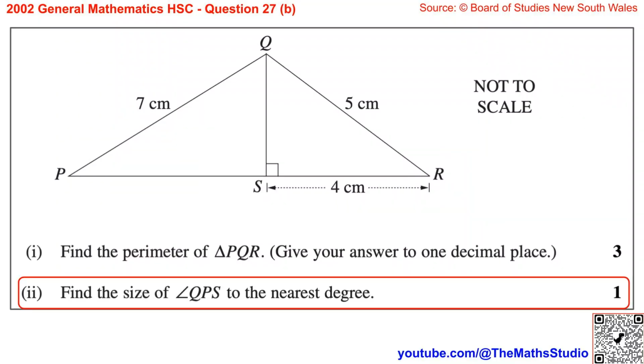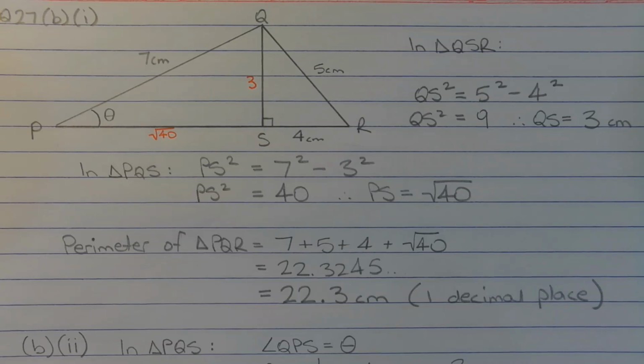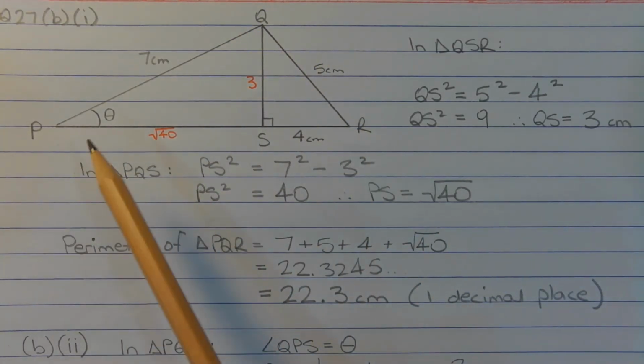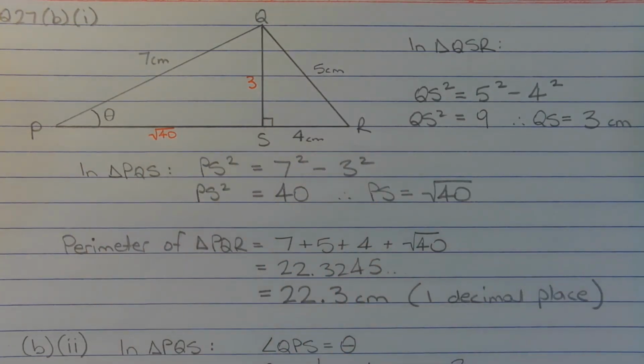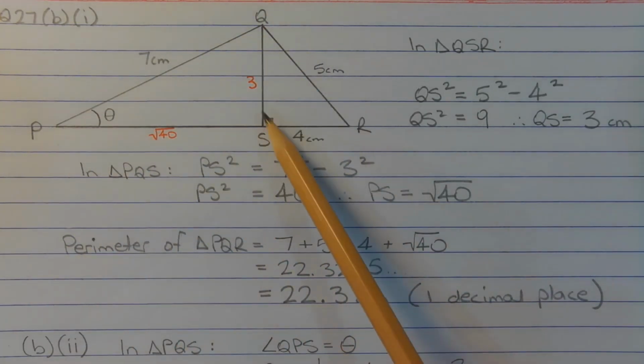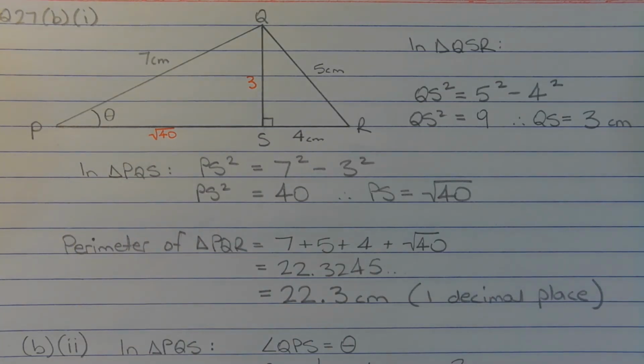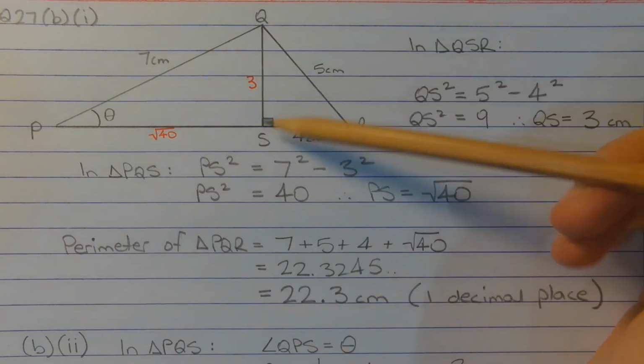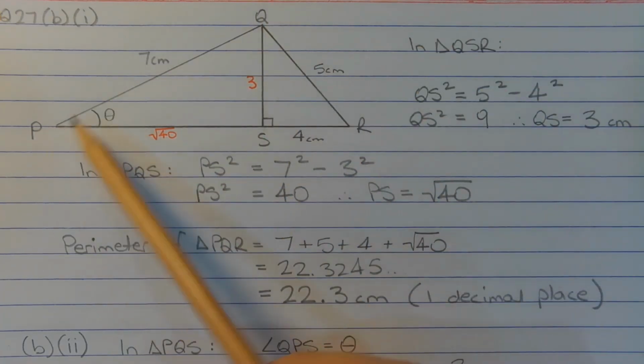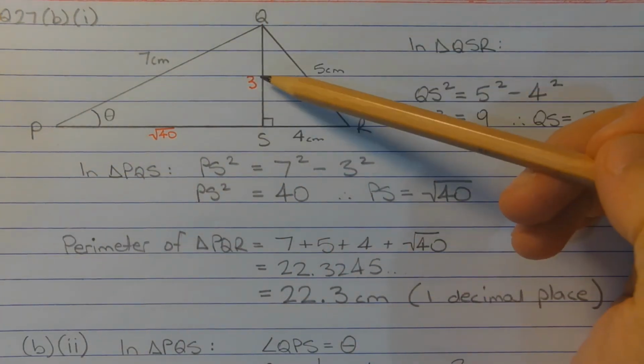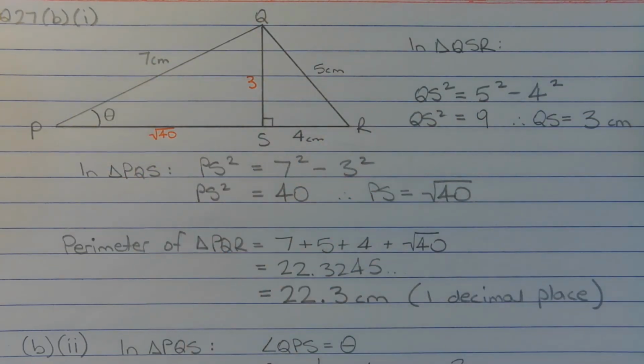Part 2. Find the size of angle QPS to the nearest degree. In right-angled triangle PQS, I'm going to let theta represent the angle that we're trying to find the size of, which is angle QPS. Now note that the lengths of all three sides of this triangle are known. So we can use any two out of those three sides and regular right-angle trigonometry to find the size of angle theta. I'm going to use this side here, side QS, and this side here, side PQ. Now QS is the side opposite theta, and side PQ is the hypotenuse.